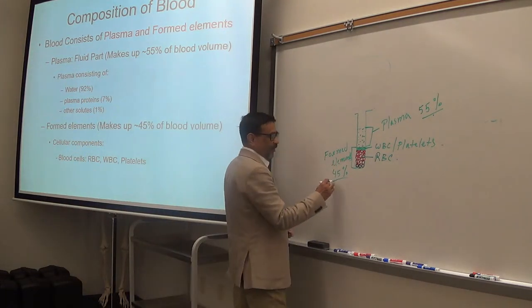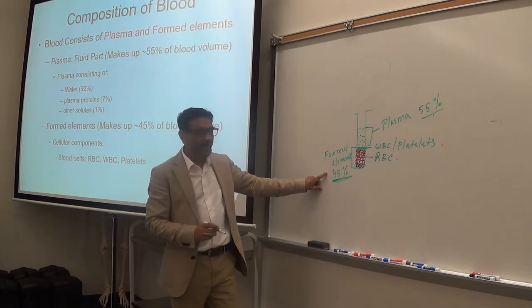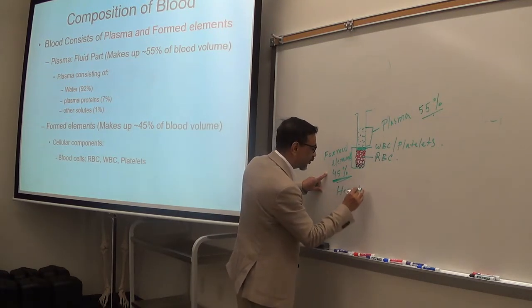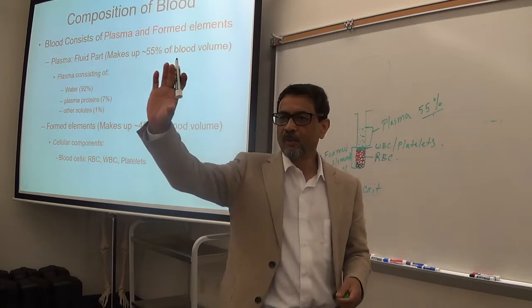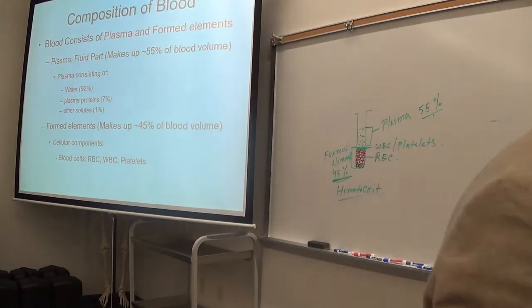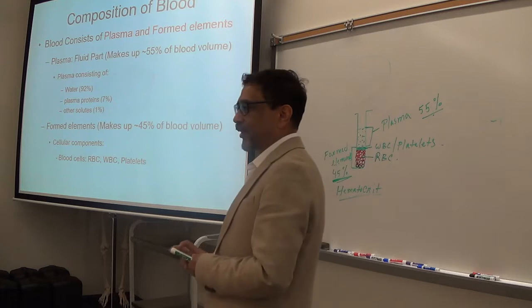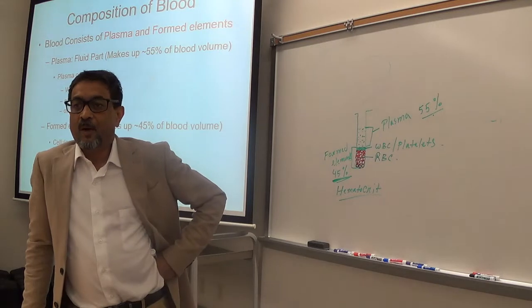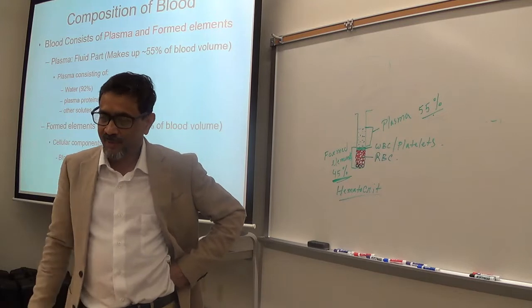And this percentile of formed elements in the blood is called hematocrit. Hematocrit. The volume, percent volume of formed elements, which is about 45%. So hematocrit value is 45% in normal blood. Make sense? That means your blood cells give 45% of volume of blood.